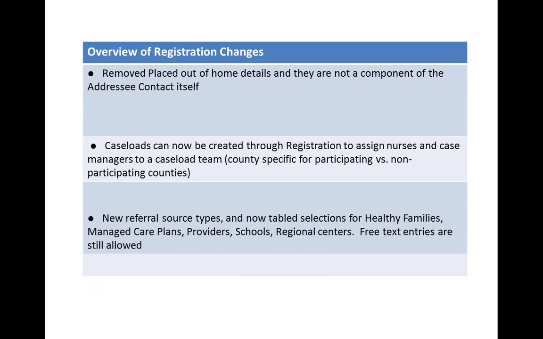Another change that we made is in relation to the out-of-home placement details. We used to ask if the client was placed out of home, if it was voluntary or involuntarily, and the location of that placement. We've made that now part of the addressee contact for the client. So when you add a new client on the addressee tab, there's some checkboxes where you can mark if the patient is placed out of home and if it was involuntary or voluntarily placed.